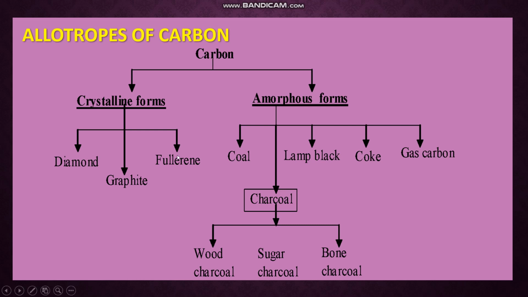Diamond, graphite and fullerene are the three crystalline forms of carbon, allotropes of carbon. Amorphous forms are coal, charcoal, lamp black, which is also called soot, coke and gas carbon. Charcoal is again classified into wood charcoal, sugar charcoal and burnt charcoal. Today in this lesson we are going to learn in detail only about the crystalline forms. I think we have studied the amorphous forms in lower classes.